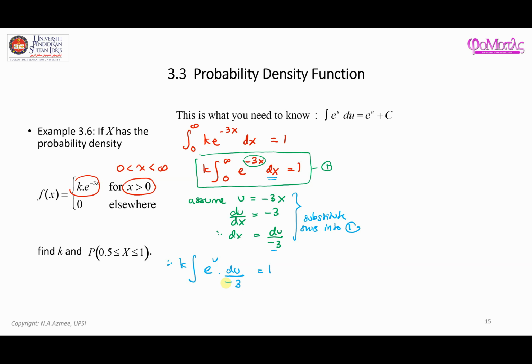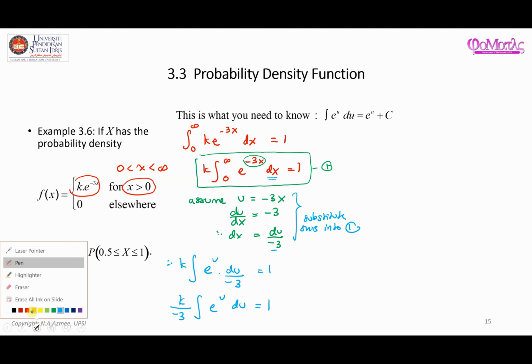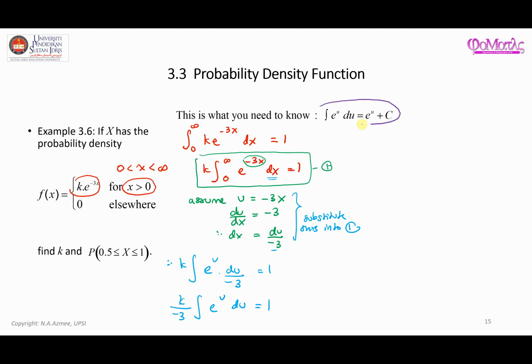So negative 3 is a constant. We can consider taking it out. So we have k over negative 3. Integrate this function with respect to u must be equal to 1. And this is the result that we should know, based on what you have learned from calculus. If you integrate this function, e to the u, the result is going to be the same one. So that's what I'm going to do next.